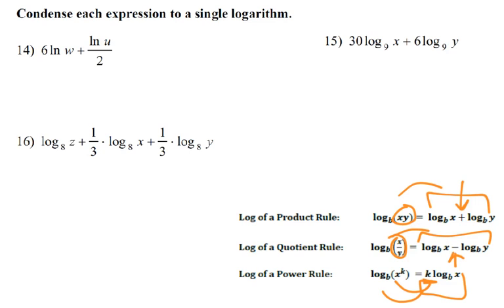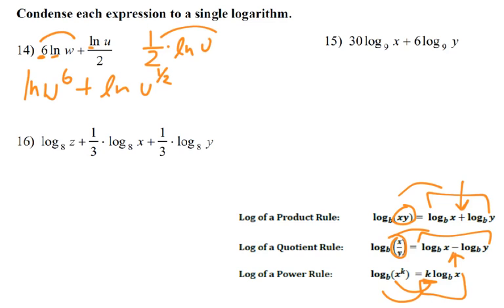So looking at number 4, we've got the natural logs here. I've got a 6 in front, so I know that's going to go up and be the natural log of w to the 6th. Plus, I know that divided by 2 could be rewritten as 1/2 times the natural log of u. So it would come up and be natural log of u to the 1/2. Or I could just realize 1/2 is really square root. So I could write square root, I could write 1/2. Doesn't matter.